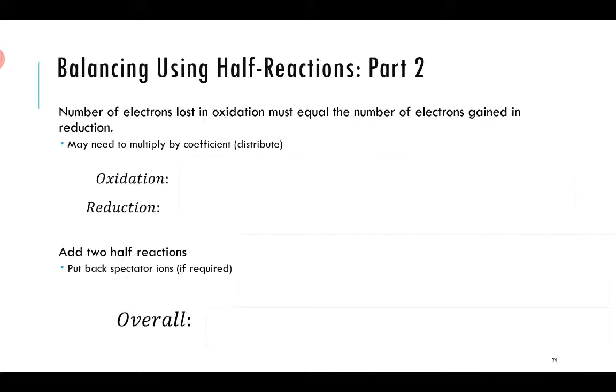Okay, so let's rewrite our equations. We had carbon becoming carbon 4+ with 4 electrons lost, and we had iron 3+ gaining 3 electrons to become iron.